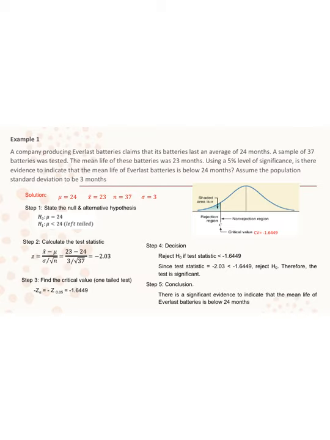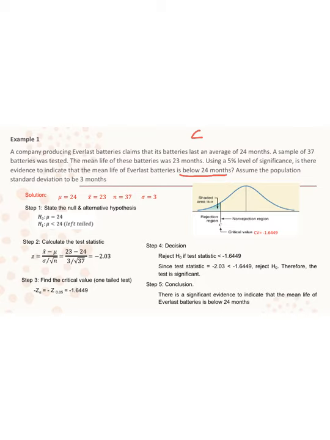Okay, so H0 kita adalah mu equals to 24. And H1 kita adalah mu less than 24. Why mu less than 24? You can look at this statement. We want to test whether the mean life of Everlast battery is below 24 months. So the sign that we're going to use here is less than. Okay, that's why H1 saya buat mu less than 24. So kita tulis siap-siap. This one is the left tail.